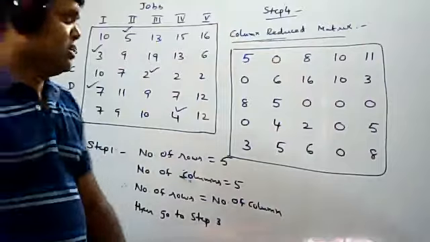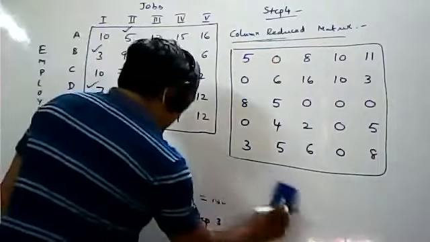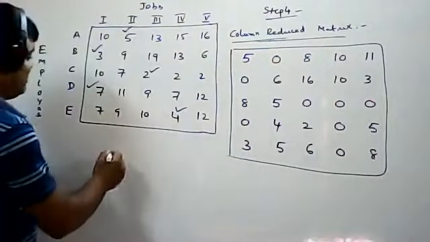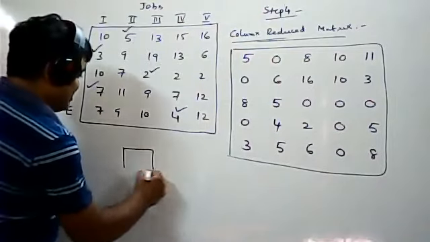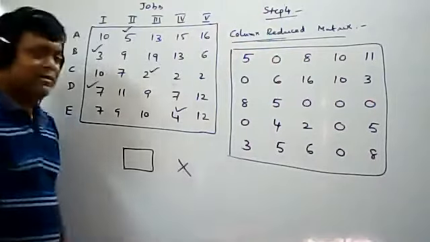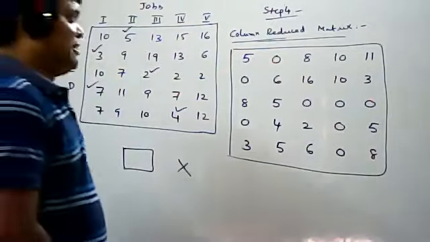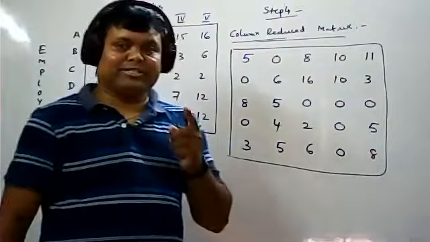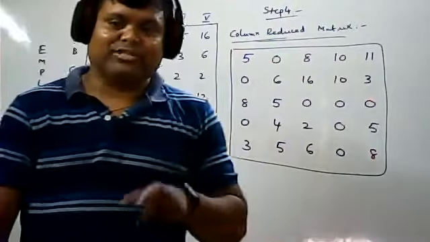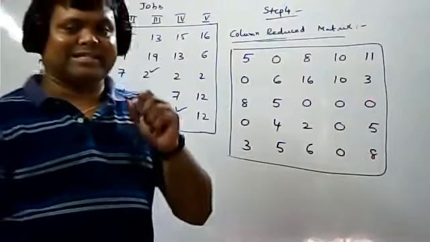I hope you understood. Now step number 5 is important. What is step number 5? You have to mark the assignments and cross off zeros using a procedure. What is the procedure? Identify a row with a single 0. First you have to identify single-zero rows.